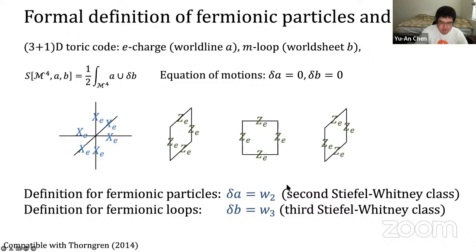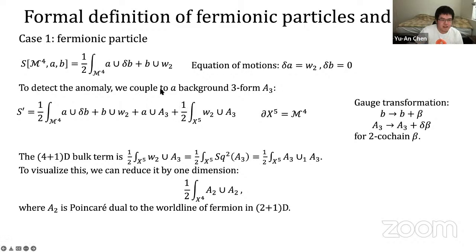As a practice, we start with the fermionic particle. This one is the toric code action, and we want the equation of motion to be delta A equal to W2. The simplest way is to add another term, B cup W2. So when we integrate out B, it gives the correct equation of motion. Now we want to detect the one-form symmetry, the anomaly for this charge excitation, so we couple to some three-form background field, A cup A3, and this is the gauge transformation.